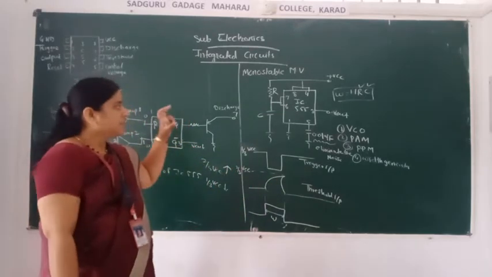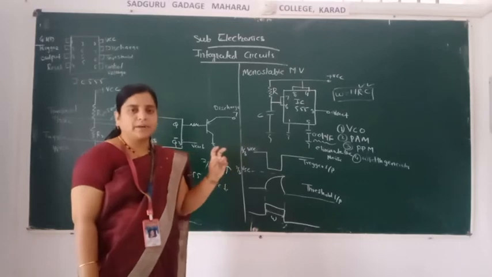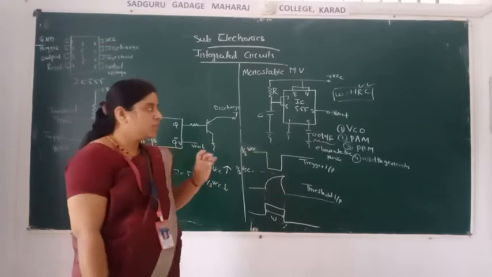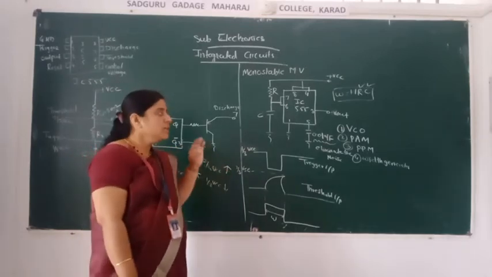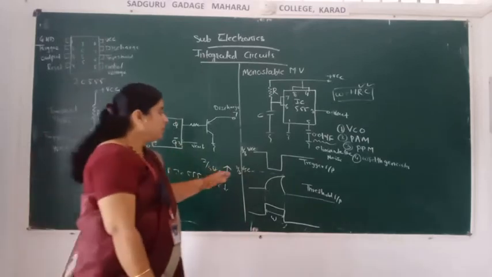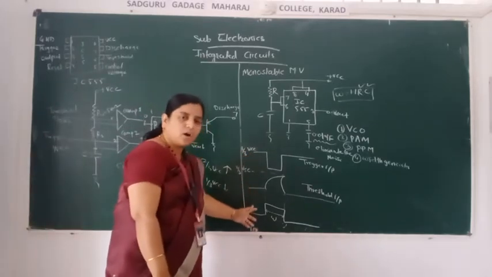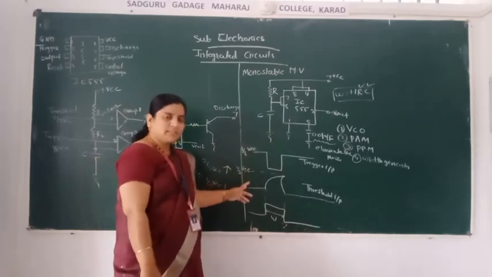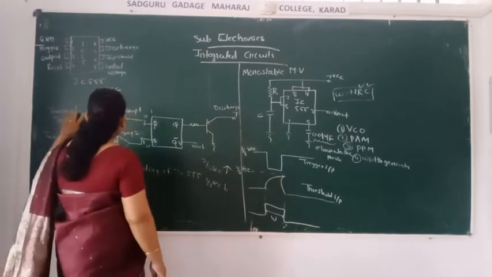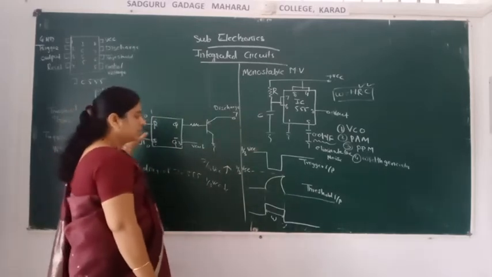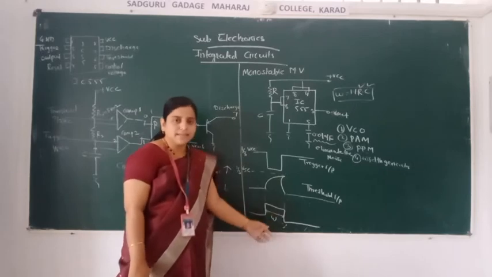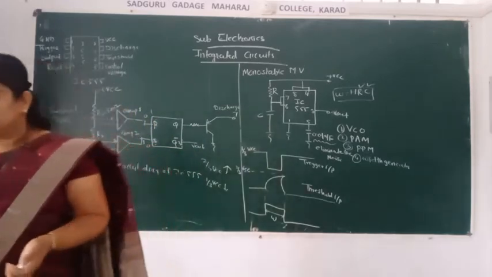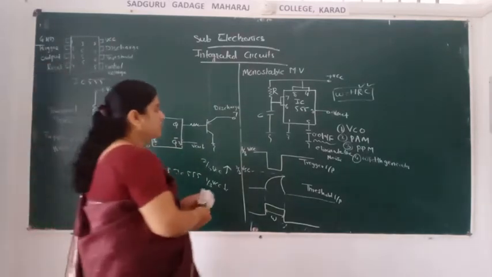So the uses of monostable multivibrators are: voltage controlled oscillator, pulse amplitude modulation, pulse position modulation, and generating the width. Remember, these two are the input waveforms and this is the output waveform. In the input we have 1/3 of VCC and 2/3 of VCC. Two inputs are given, threshold and trigger, and we get the output as a width or square wave from the monostable multivibrator.